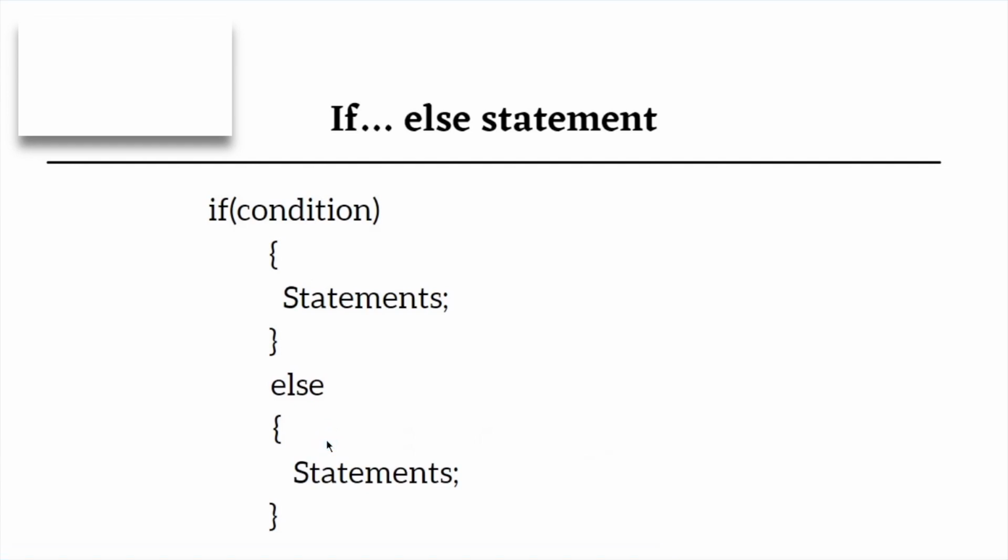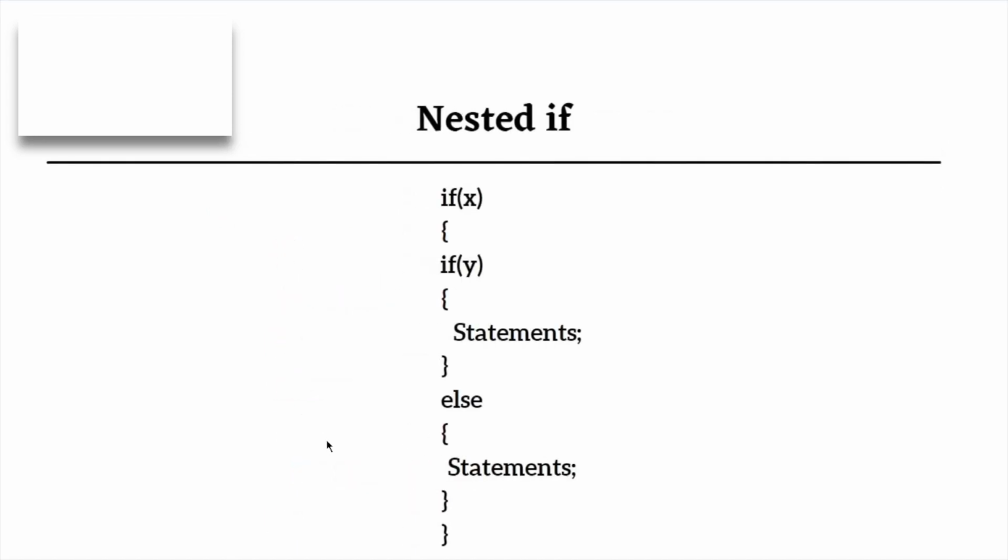The same is with if else statements. We'll discuss it in more detail when we do our hands-on in a Dev C++ compiler. And this is nested if. The if statement lies inside another if statement. For example, if I wake up at 6 o'clock, and another if says if I am healthy, I will go to jogging, else I will not go to jogging.